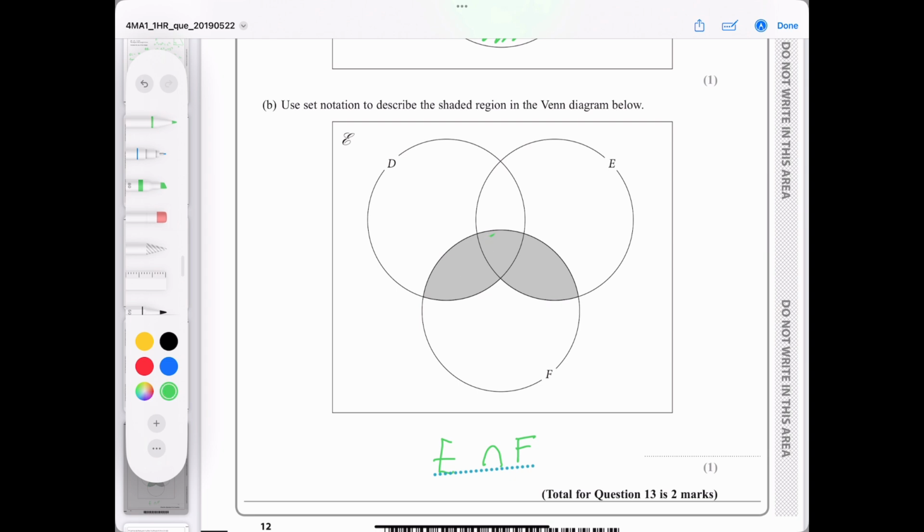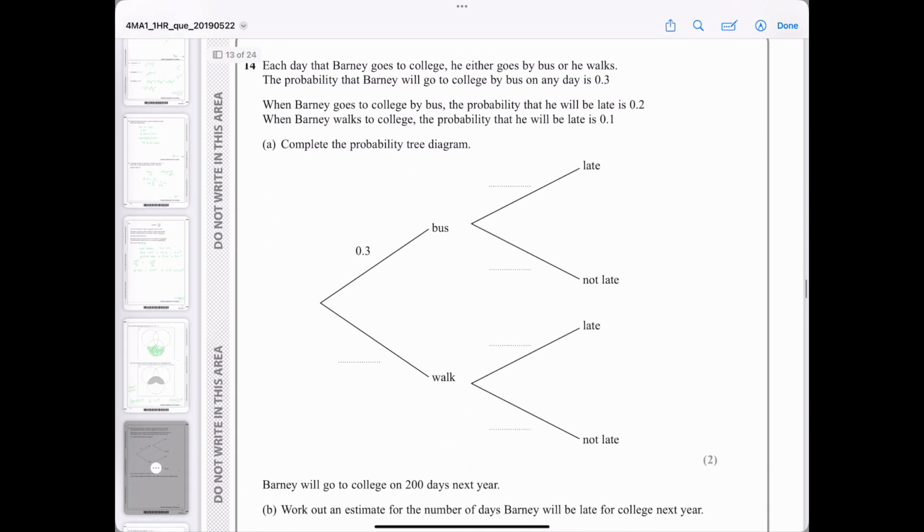So it's not D intersecting F, it's not E intersecting F, it will be D and E intersecting with F. So the union of D and E forms an intersection with F.